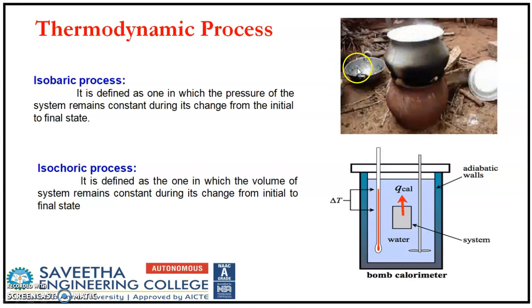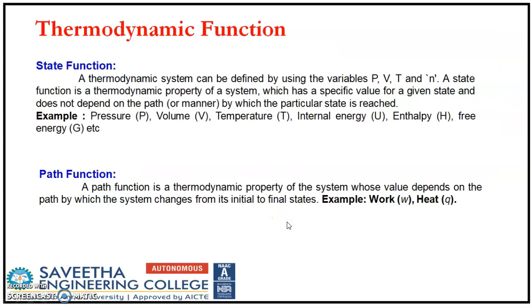That is an isobaric process. The next process, the isochoric process, is defined as one in which the volume of the system remains constant during its change from initial to final state. The best example is the bomb calorimeter, and here the volume of the system remains constant. Generally, people take 1 gram of the substance for bomb calorimeter experiments. So the volume of the system remains constant in the bomb calorimeter. That is called an isochoric process.